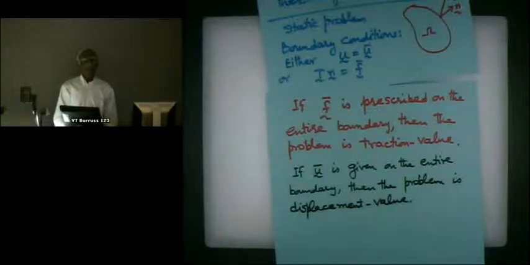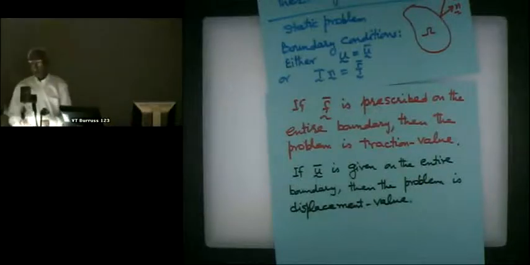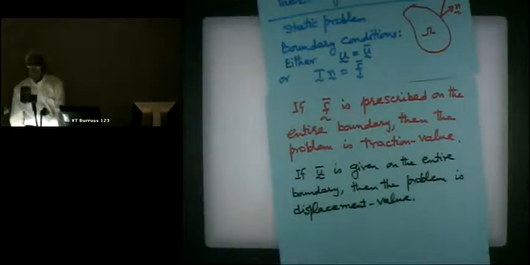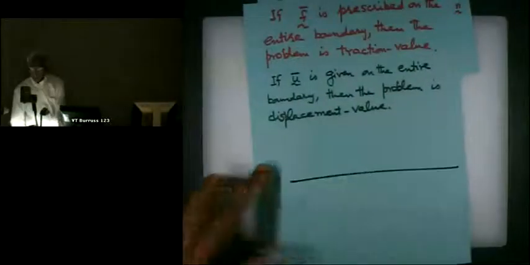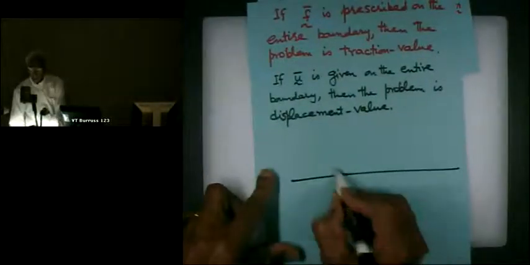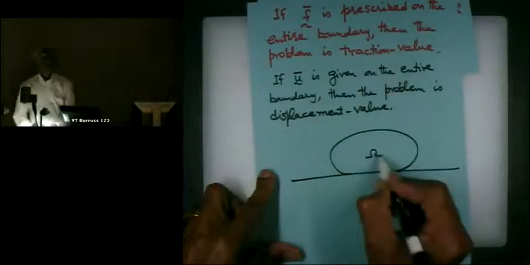And what is the third possibility? Mixed. When we can have displacements given at some points and tractions given at other points, or if you consider a possible situation like this, so I have a flat, smooth surface, and this is my omega, say omega zero, the undeformed state.